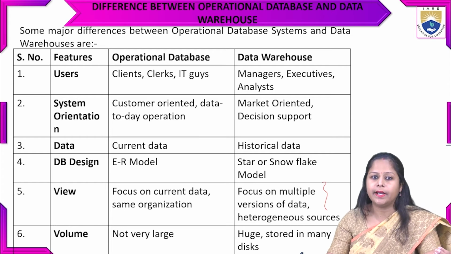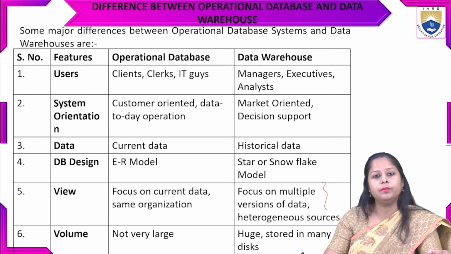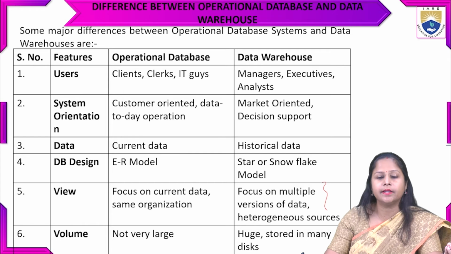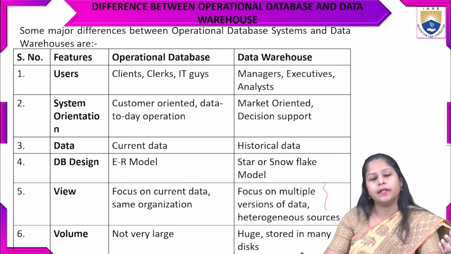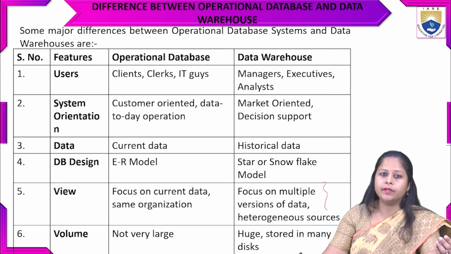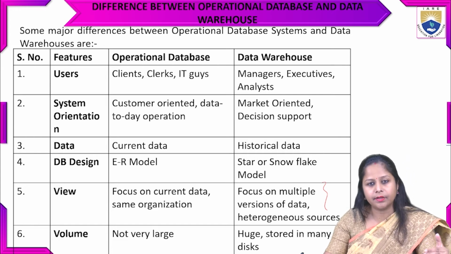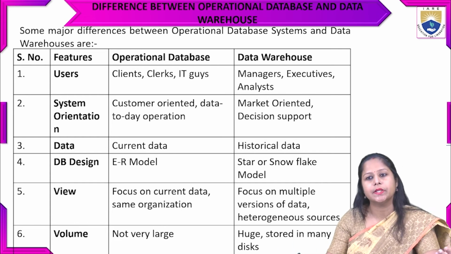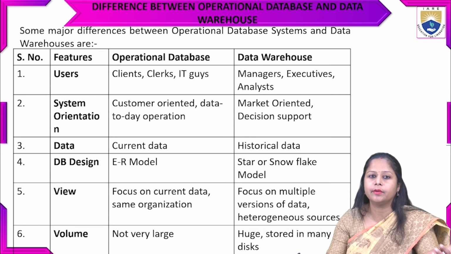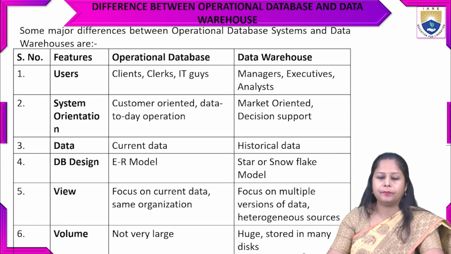For example, if any business industry is going to take a decision for this year 2022 in the month of April, they have to take all the data that is there in the month of April. So that can be the different versions of data. The data can come from different heterogeneous sources, so the data will be stored from different places, and it can be of any form.